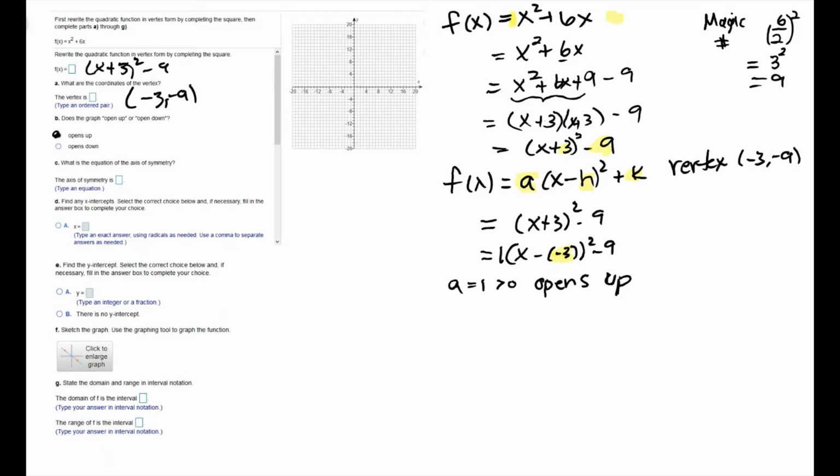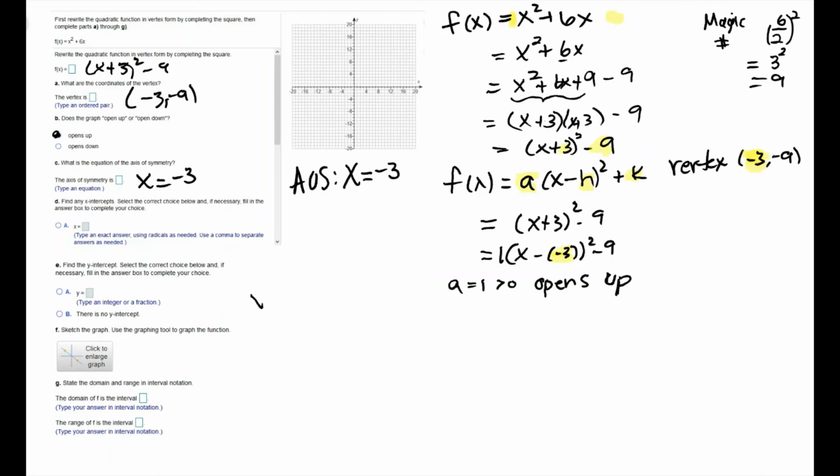So for the axis of symmetry, it's going to be a vertical line. And the vertical line always passes through the vertex, so that's going to be x equals -3 for the axis of symmetry. So because it passes through the vertex, we're going to use the x coordinate of our vertex for the axis of symmetry. The next part says to find any x-intercepts.